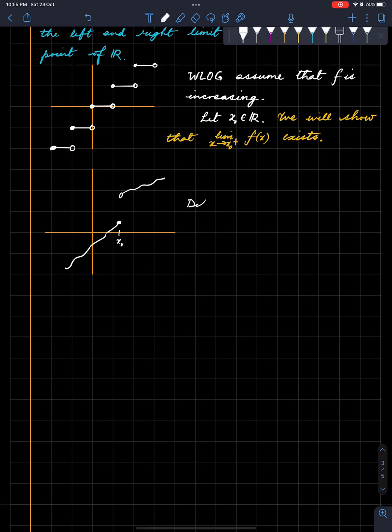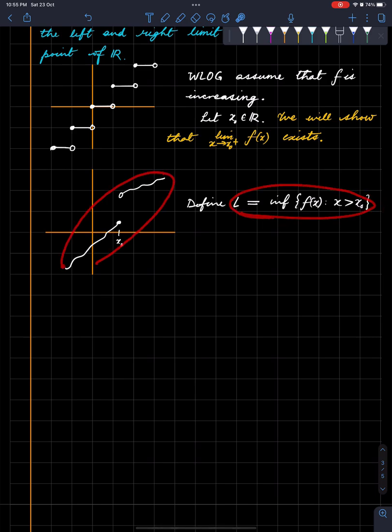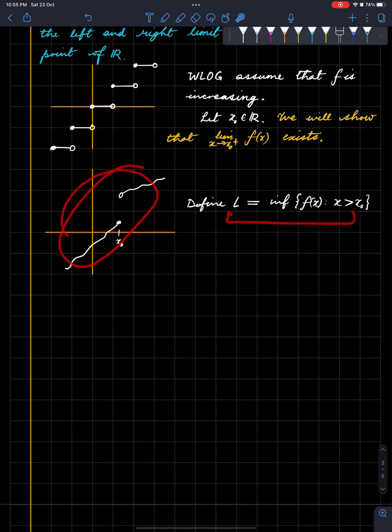And we can capture this via this definition. So define L as the infimum of f(x) as x is strictly greater than x0. And if you just match this definition with this diagram, you will see that yes, this is indeed capturing this point. So this picture is what is informing this definition. But for the proof, you don't need to look at pictures. The proof will be completely rigorous and formal. So it's not like we'll be relying on pictures for making arguments.